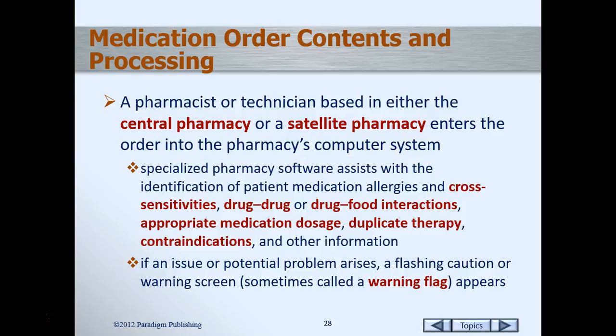Now, specialized pharmacy software assists in identification of patient medication allergies, including cross-sensitivities, drug-drug or drug-food interactions, the appropriate medication dosage, duplication of therapy, contraindications. So just like when you were processing your community prescriptions and you got that drug utilization review screen or interaction screen pop up, the same thing in the hospital. If you get those warning or interaction screens, we want to make sure that we clear that with a pharmacist.